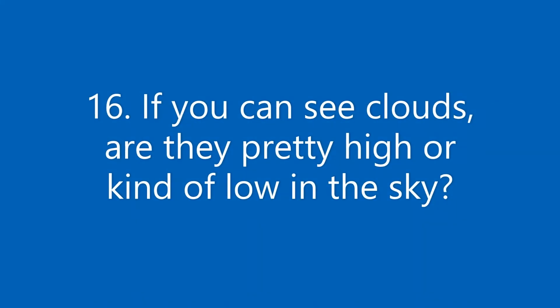Question 16. If you can see the clouds, are they pretty high or kind of low? Clouds occupy different positions in the sky. Some, like the thin, wispy, feathery cirrus clouds, are 20,000 to 40,000 feet up. Others, like stratus clouds, can be less than 6,000 feet up. Some clouds, like cumulonimbus, are really tall and can extend for several miles at their base. Fog is a very low type of cloud. You may remember walking or riding through fog near the ground. Even though they are made of water vapor, not all clouds produce rain.